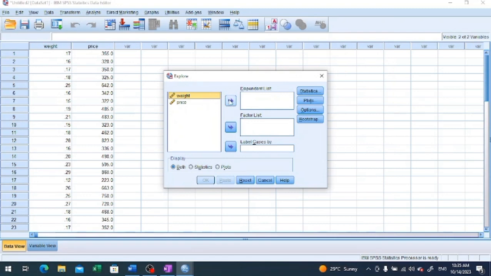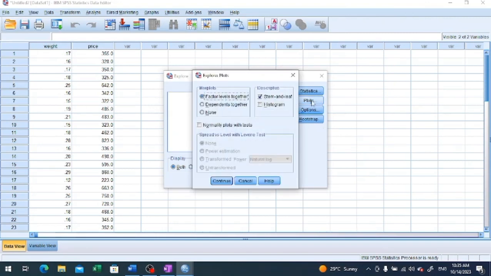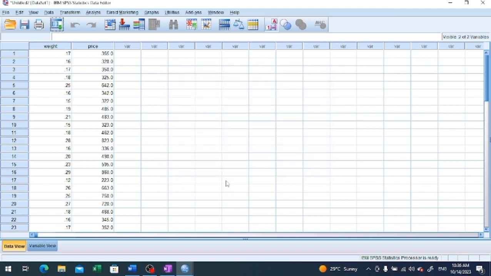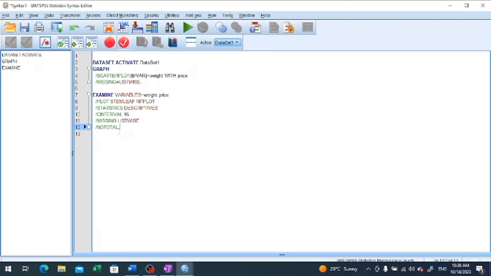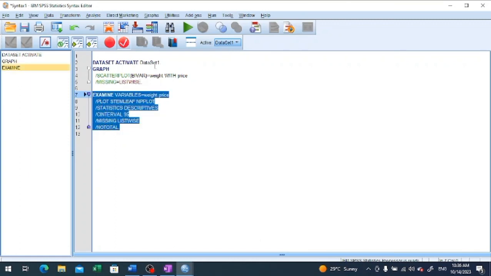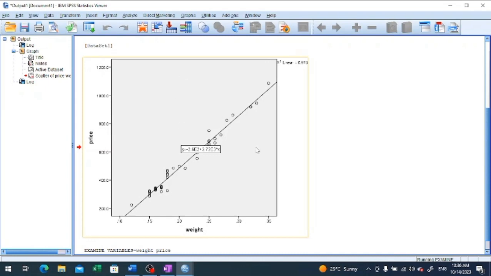So what we do, we move both weight and price together, and we go for Plots because we are interested in drawing the normal probability plot as well as performing the test. So we mark a check across None and then Normality plots with tests, then Continue, then Paste. Then again we go to the syntax file and we run this selection.